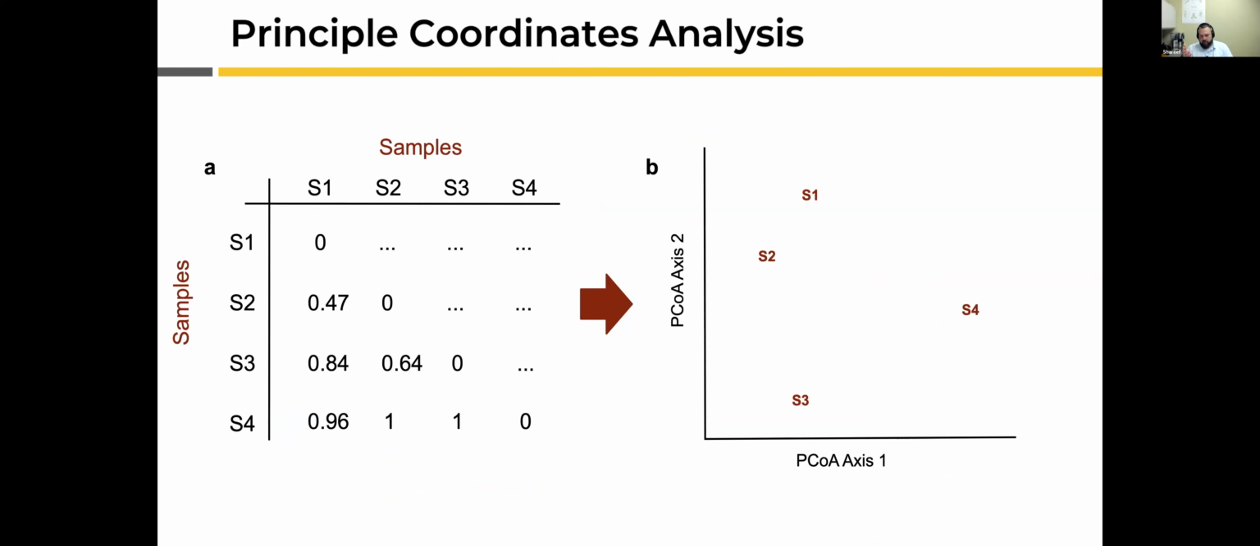Again, here, as with all these ordination methods, two samples that are closer to each other have smaller dissimilarity values than those that have dissimilarity values that are larger.